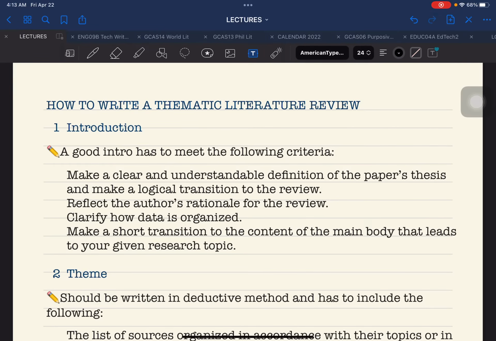Now, going to our discussion for today. Literature review is a very significant, crucial part of research writing. There are different approaches, methods, and ways for you to be able to write the literature review. And one of them is what we call the thematic approach. Thematic approach of writing the literature review. So what do we mean by thematic approach?